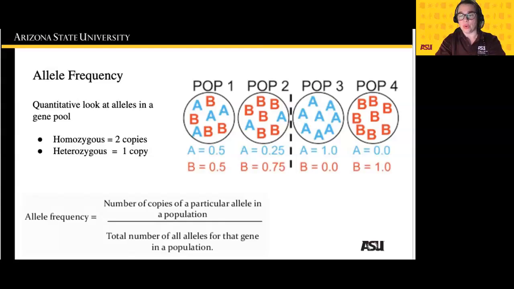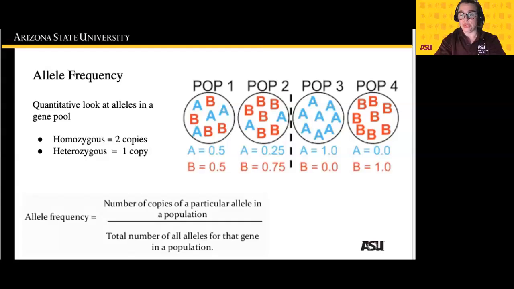Looking at an example, there are 8 individuals in each population. For population 1, the number of big A alleles is 4 out of 8, and the number of big B alleles is 4 out of 8. These alleles are in a 50 to 50% ratio, or 1 to 1. It also can be written as 0.5 to 0.5.